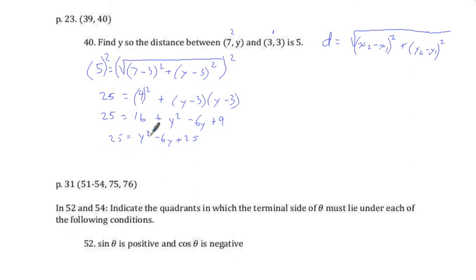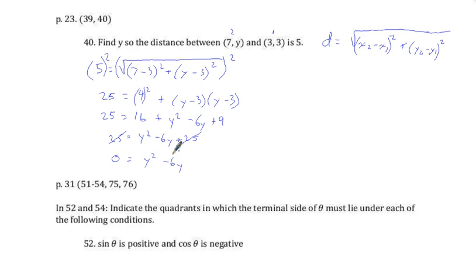Again, I have a squared term and a linear term, a y to the first, so we need to subtract 25 from both sides to get this side to equal 0. And when you do, you'll notice the positive 25 minus 25 will become 0. So y squared minus 6y is what's left over.